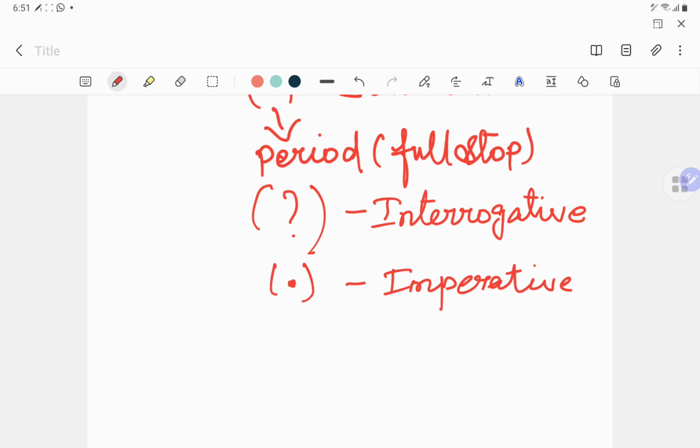So the next one is exclamation mark. If you have the exclamation mark in that sentence, you don't have any worries and doubts. Definitely that will come under an exclamatory or exclamation sentence, like that you want to tell. Exclamatory. So these are all about types of sentences or kinds of sentences.